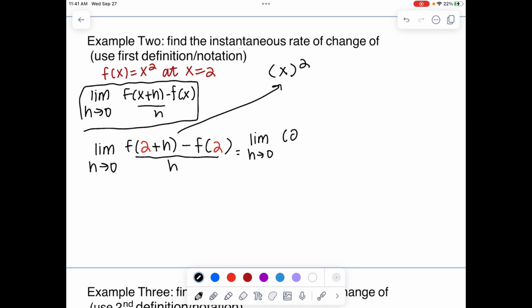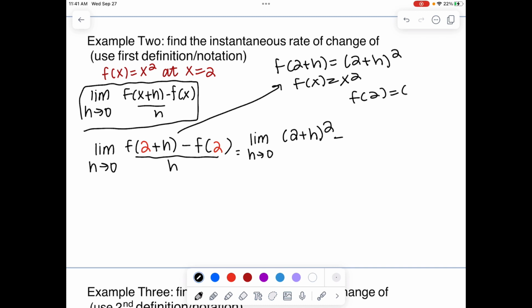So I'm going to do 2 plus h squared. And that's what f of 2 plus h is. I'm going to write this over here. So f of 2 plus h is equivalent to 2 plus h squared, because f of x equals x squared. So that's how I'm getting that. Then if I want to subtract f of 2, I'll plug in 2 for x, and that'll be 2 squared. So I'll do minus 2 squared all over h.